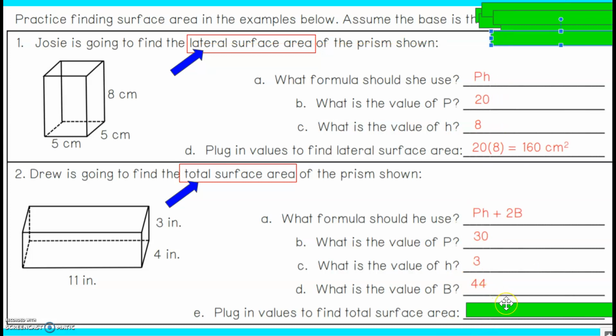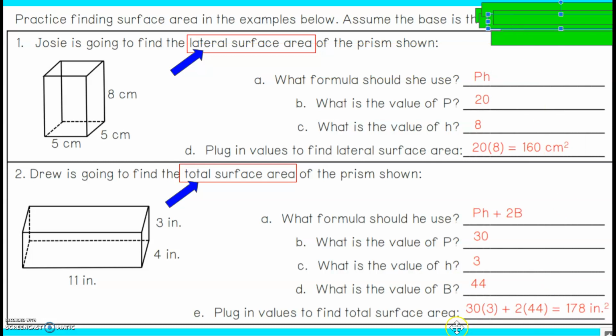So now I've got to put it all together. So it's going to skip just a little bit here for us. So perimeter of the base, which was 30, times the height of the figure, which is 3. Well, what's 30 times 3? 90. Then 2 times the area of the base. What's 44 plus 44? 88.